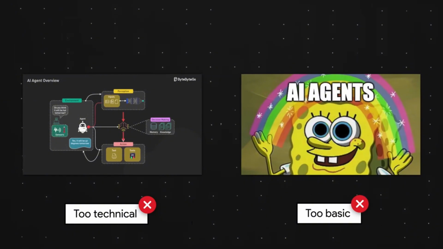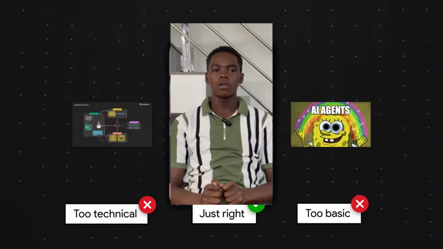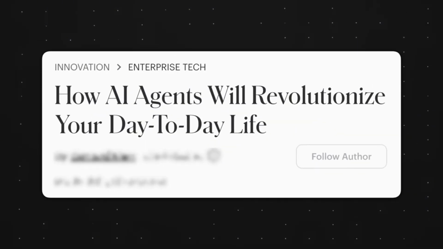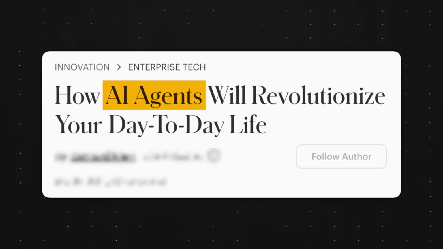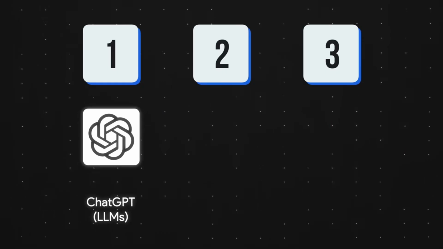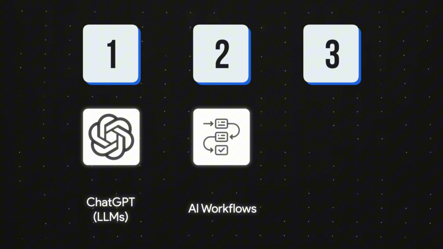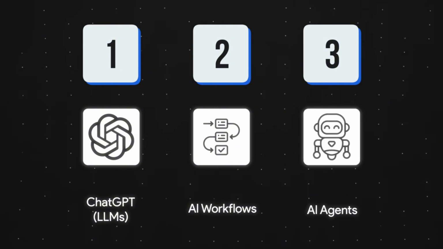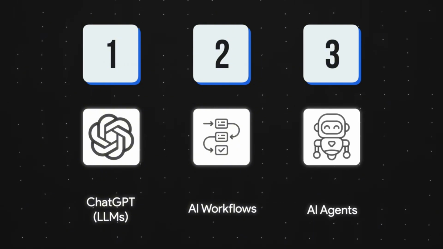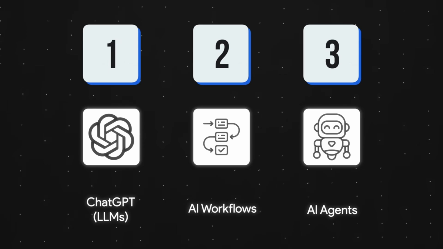This video is meant for people like myself. You have zero technical background, but you use AI tools regularly and you want to learn just enough about AI agents to see how it affects you. In this video, we will follow a simple 1, 2, 3 learning path by building on concepts you already understand like ChatGPT, and then moving on to AI workflows, and then finally AI agents. All the while using examples you will actually encounter in real life.